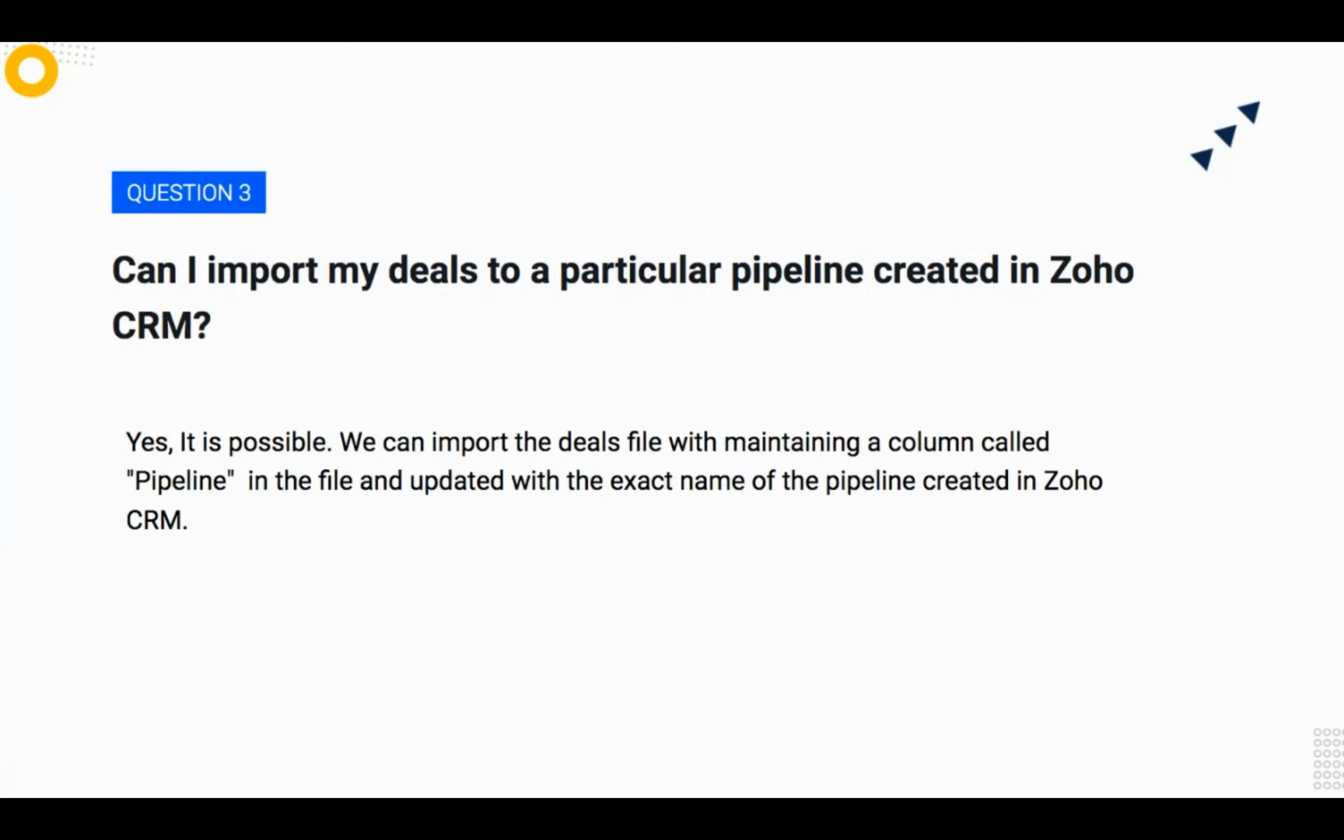Can I import my deals to a particular pipeline created in Zoho CRM? Yes, it is possible. To import the deals, we have to prepare a deal file, maintaining a column called pipeline in the file and updating it with the exact name of the pipeline created in Zoho CRM.